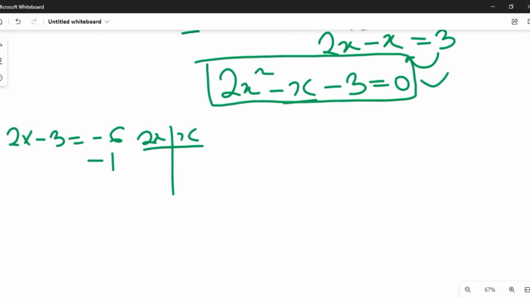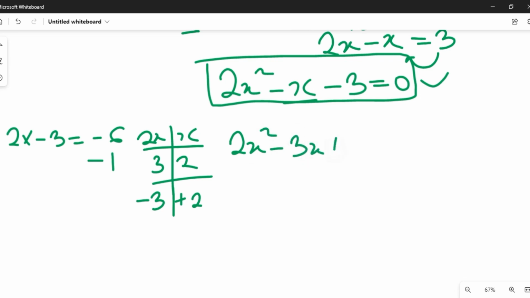The two values will be 3 and 2. So we'll have minus 3 and plus 2. If we have that, then we'll have 2x squared minus 3x plus 2x minus 3, that will be equal to 0. So simplifying, we have common terms here, x will come out to give us x times 2x minus 3x divided by x, that will give us 3.